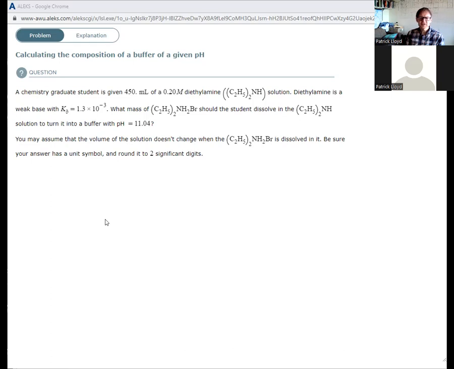Be sure your answer has a unit symbol, which should be molar, or actually grams, right? We're doing grams, we're calculating mass. So there's a lot in the wording in here. There's just no way to word this more simply.